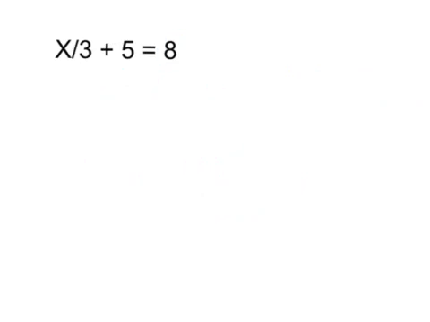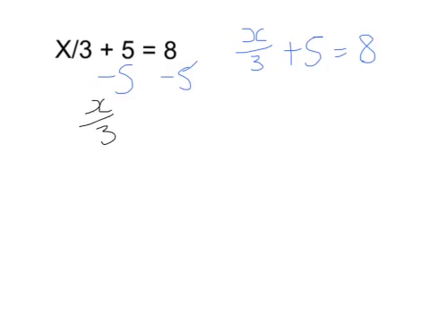Now this example is slightly different because what I've actually got is x divided by 3, add 5 equals 8. But it's still the same method, just using the inverses. So my first step is still to get rid of the 5. So to do this, I take away 5 from both sides. This leaves me with my x divided by 3 equals 8 take away 5 is 3.